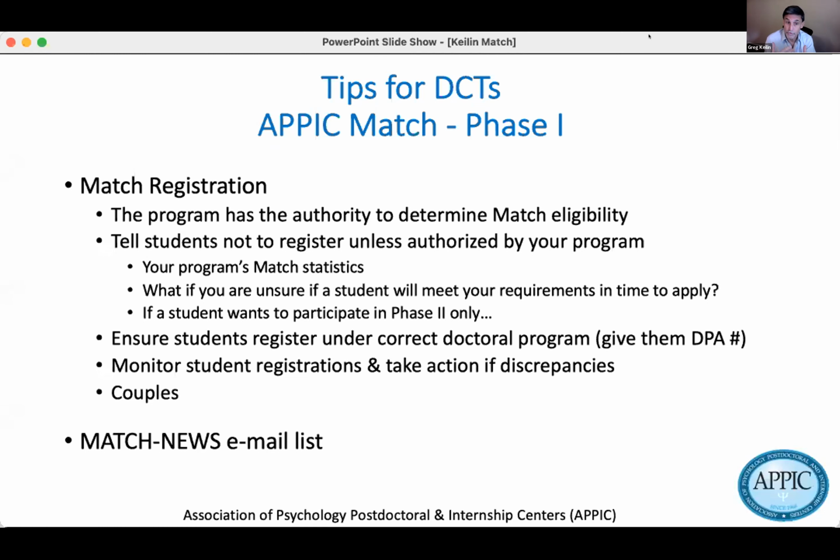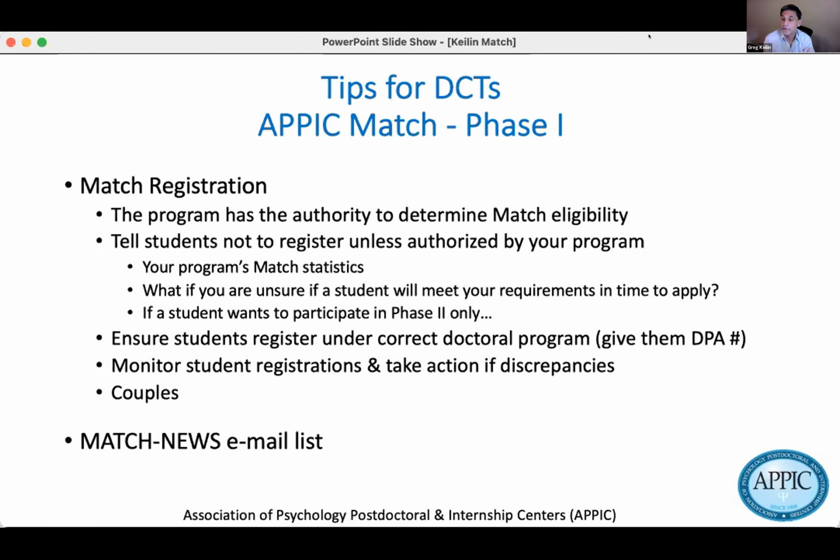And furthermore, you should let your students know in advance not to register unless they've been specifically authorized by your program to do that, as Kimberly mentioned. And one incentive for you is that when a student registers, they then become a part of your doctoral program statistics that APPIC publishes. So you really have an incentive to keep students from registering who really shouldn't be registering.